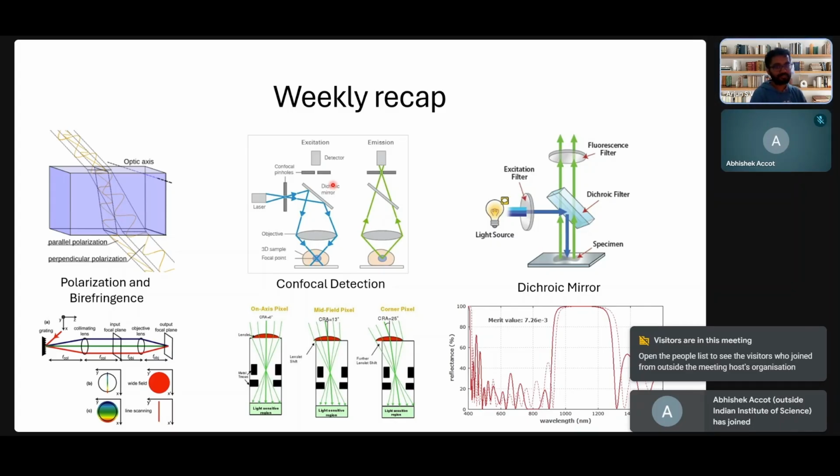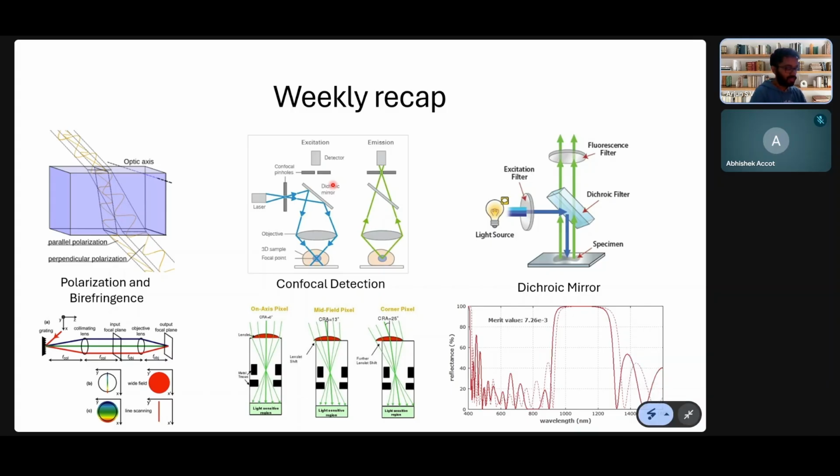Drawing on concepts from previous weeks, we also saw beam width and beam window, and how the beam width should be large enough, as large as the objective lens that we are using, in order to reduce the beam window, which will help us arrive at sharper images with good resolution.